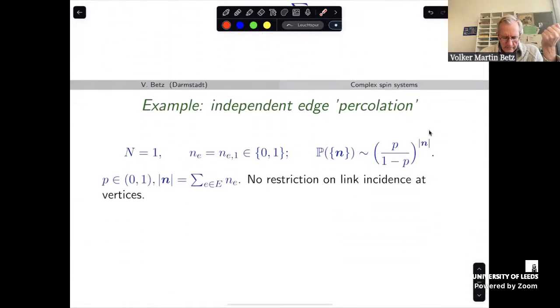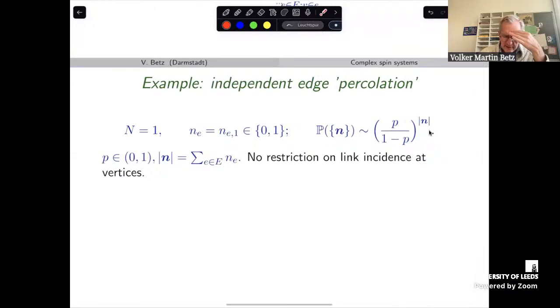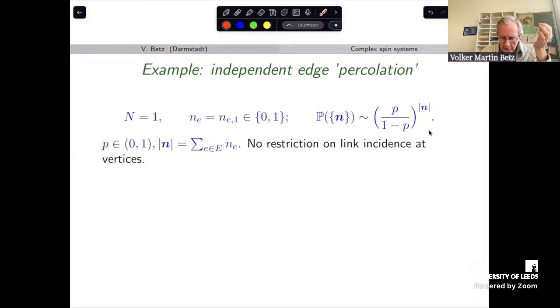The simplest example, which is kind of trivial, is independent edge percolation. You have just one color. You have an edge either empty or occupied, and the weight of an occupation number is p to the number of occupied edges, times 1 minus p to the number of empty edges, to get the usual percolation. And this always means that if I want a probability measure, I should still normalize it by the correct number. We are always doing finite graphs here, so there's no problem with these things.